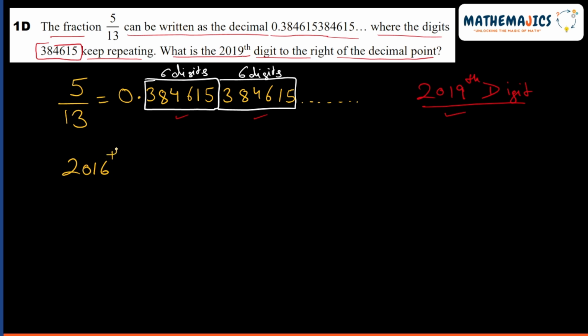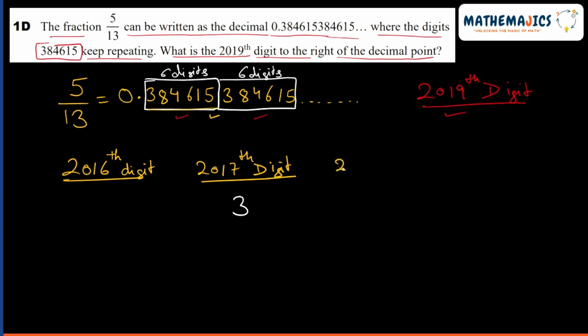Yes, that means the 2016th digit will be what? It will be 5, because these numbers are coming in groups of 6. That means till the 2016th digit, the groups will be complete. What will happen to the 2017th digit? It will start fresh, with a fresh group of 6 digits. That means the 2017th digit will be 3.